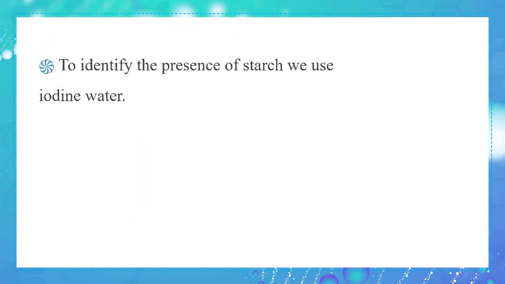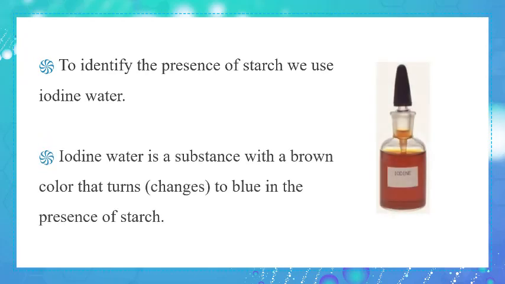To identify the presence of starch, we use iodine water. Iodine water is a substance with a brown color that turns to blue in the presence of starch. As we said before, iodine is used in order to test the presence of starch. When starch is present, the color of iodine changes from brown to blue.